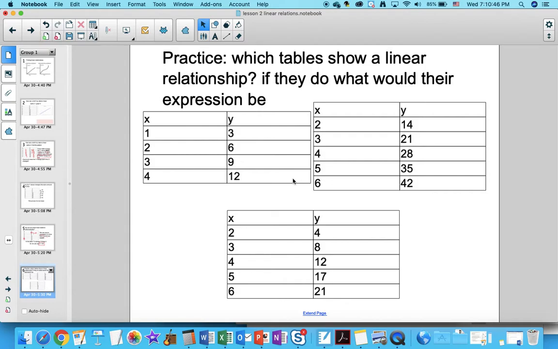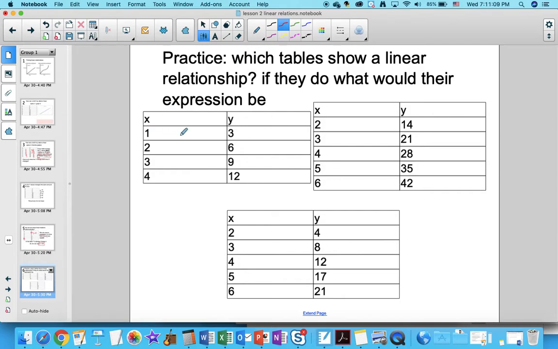So let's practice some. Pause the video and see if you can find which ones are linear, which ones are not linear, and if they are linear, give me their expression. So pause it now. Okay, so hopefully you paused it because I'm going to solve them.